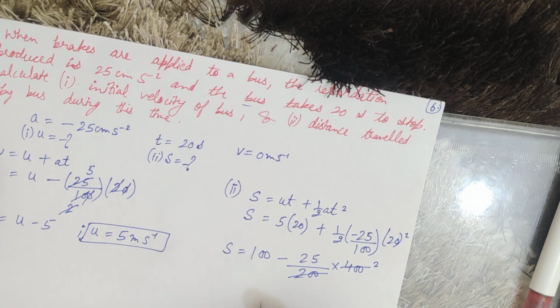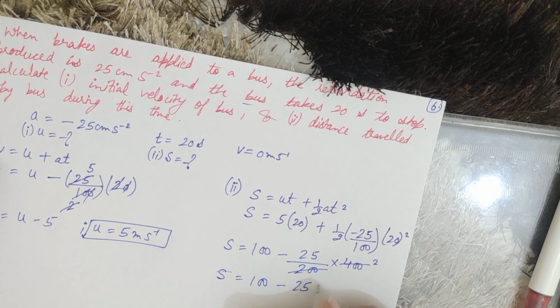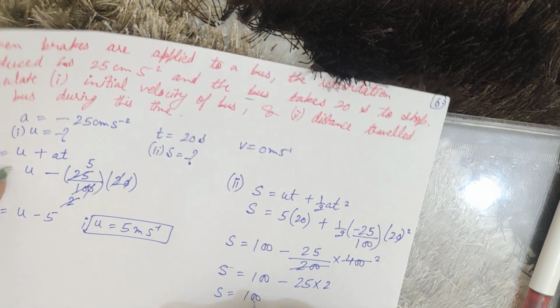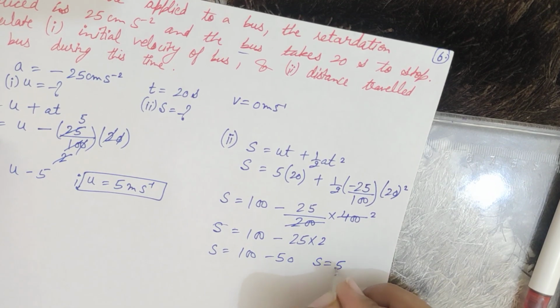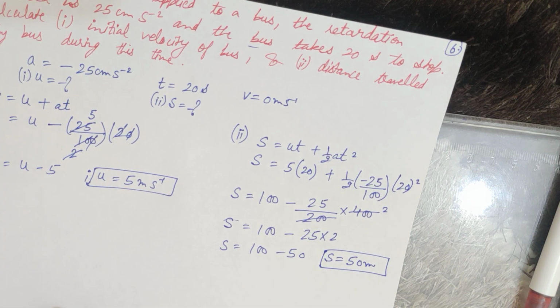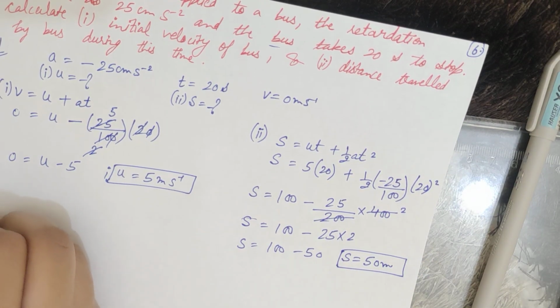This will give me 2. So S is equal to 100 minus 25 into 2, it is 50 obviously. So S is equal to 50 meter. This is the value for the distance traveled in this case. Now the 11th one.